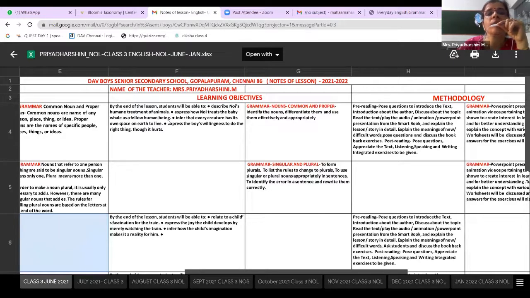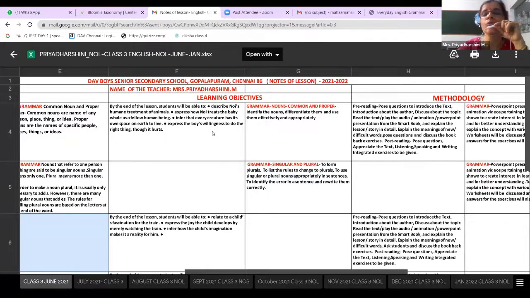the students will be able to describe Noi's treatment of animals, express how Noi treats the baby whale as a fellow human being, infer that every creature has its own space on earth to live. So we are talking about kindness to animals also here. Express the boy's willingness to do the right thing. Though it hurts, the child is leaving the whale in the sea at the end. He wants to have the whale with himself, but then he understands what the right thing is. Then he is also cooperating with his father and leaving the baby whale in the sea. So that also we are focusing on.